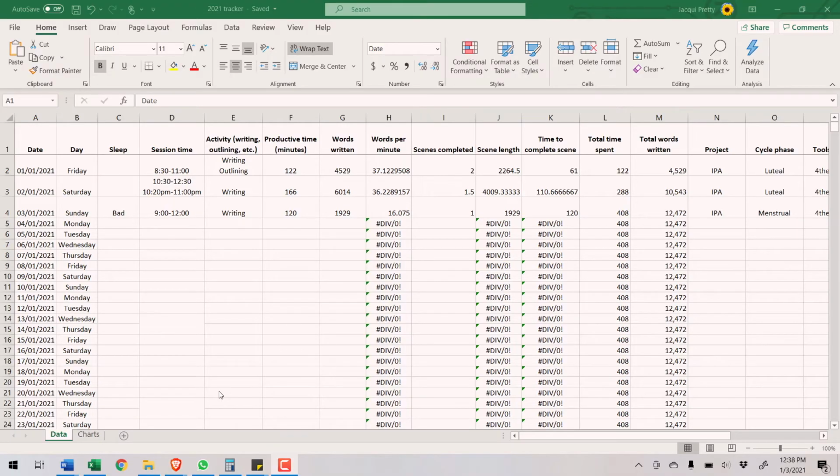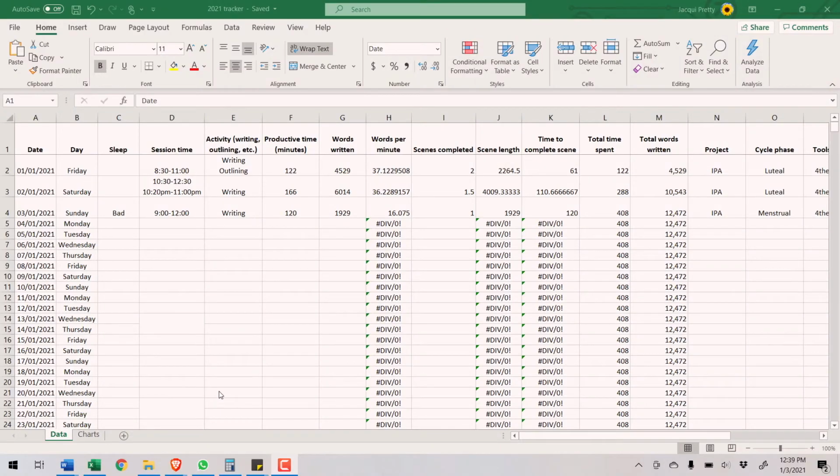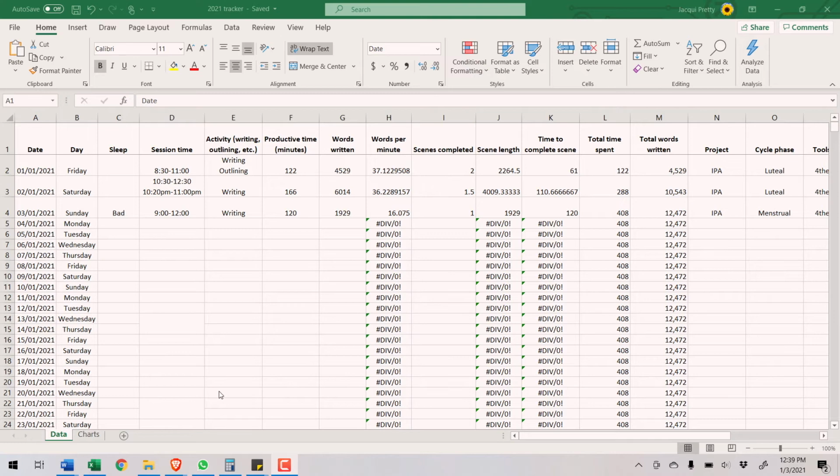Then, of course, the words written in a day. I haven't decided whether I'm going to split up the rows into sessions rather than days, because some days I might have more than one writing session. At the moment, I've just got one row per day. So words written and then words per minute.